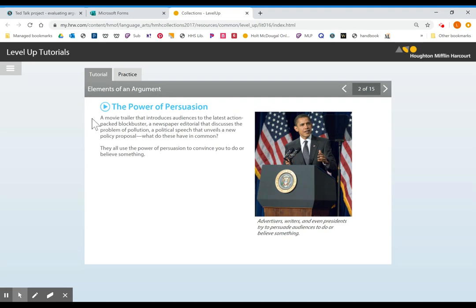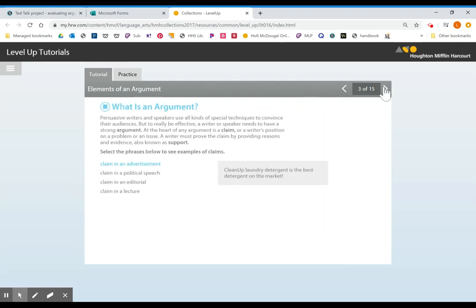A movie trailer that introduces audiences to the latest action-packed blockbuster, a newspaper editorial that discusses the problem of pollution, a political speech that unveils a new policy proposal. What do all of these have in common? Well, they all use the power of persuasion to convince you to do or believe something. They all make arguments or claims to try to persuade you, the listener. So, what exactly is an argument?